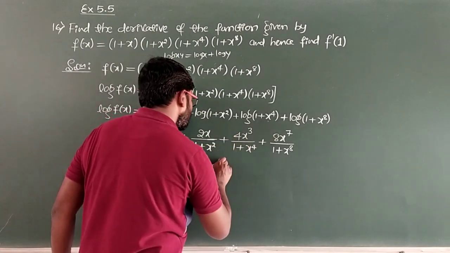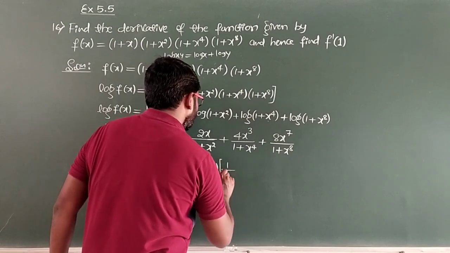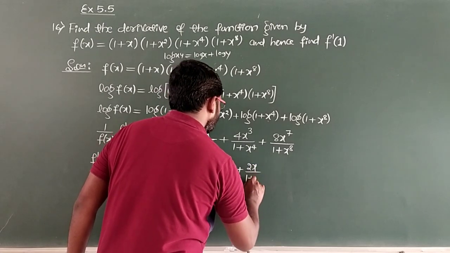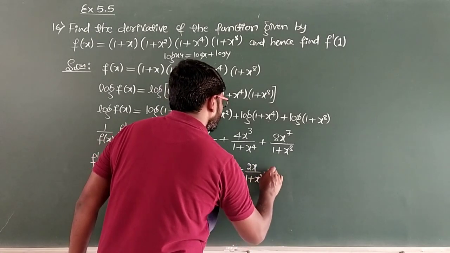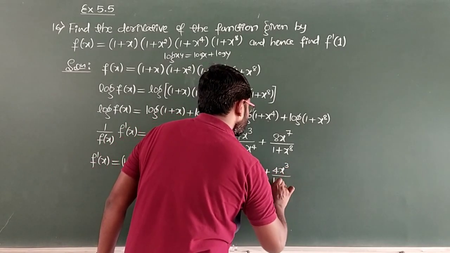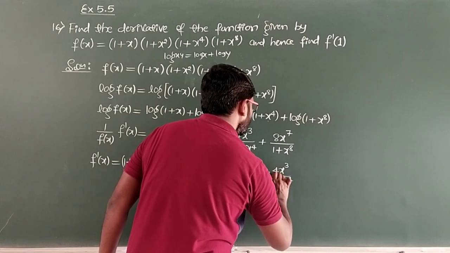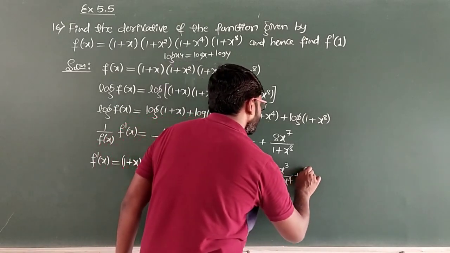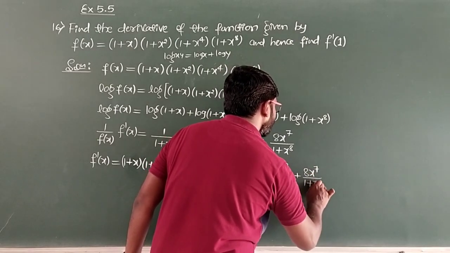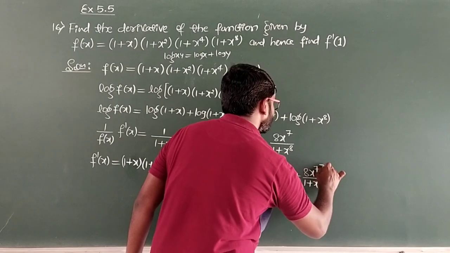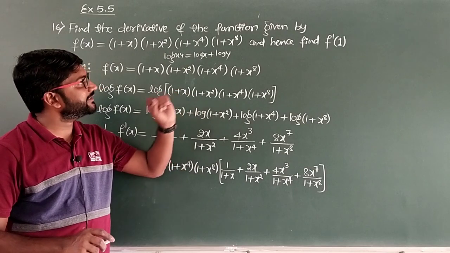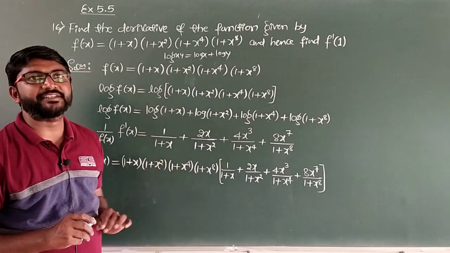Into these terms, which must be written as they are: 1 divided by 1 plus x plus 2x divided by 1 plus x square plus 4x cube divided by 1 plus x to the power 4 plus 8x to the power 7 divided by 1 plus x to the power 8. So now we have got the derivative of the given function, and what else has been given in the question? And hence find f dash of 1.